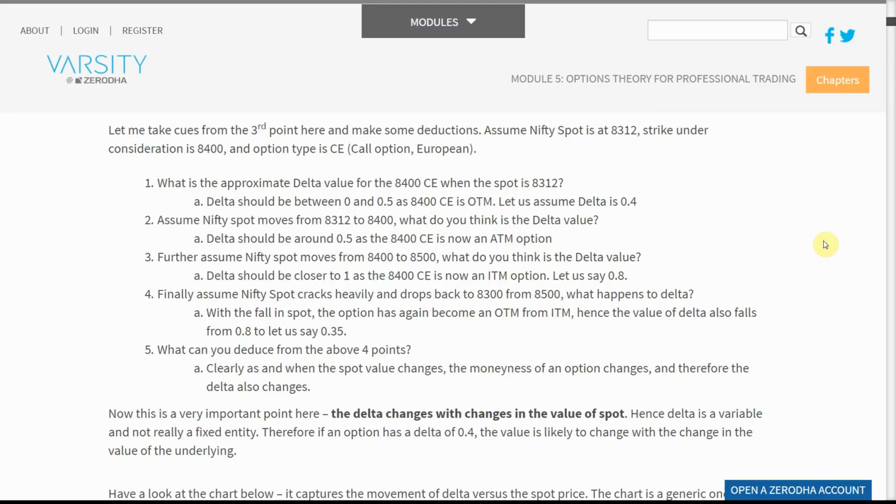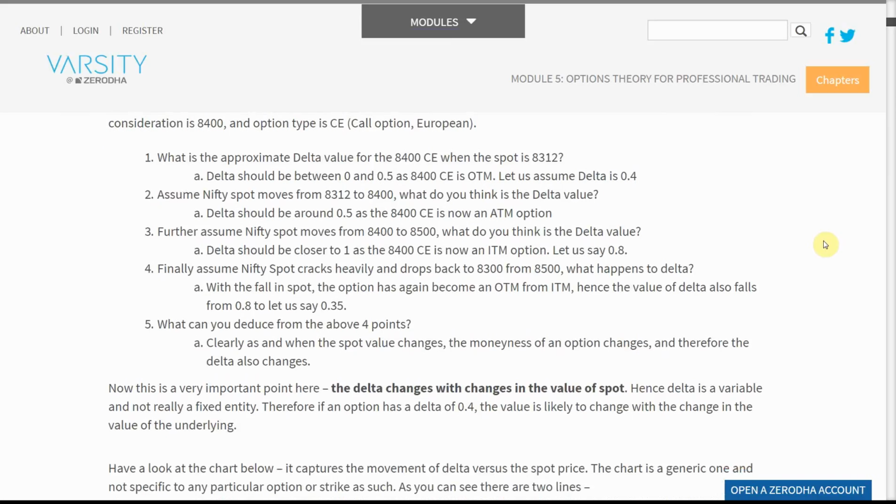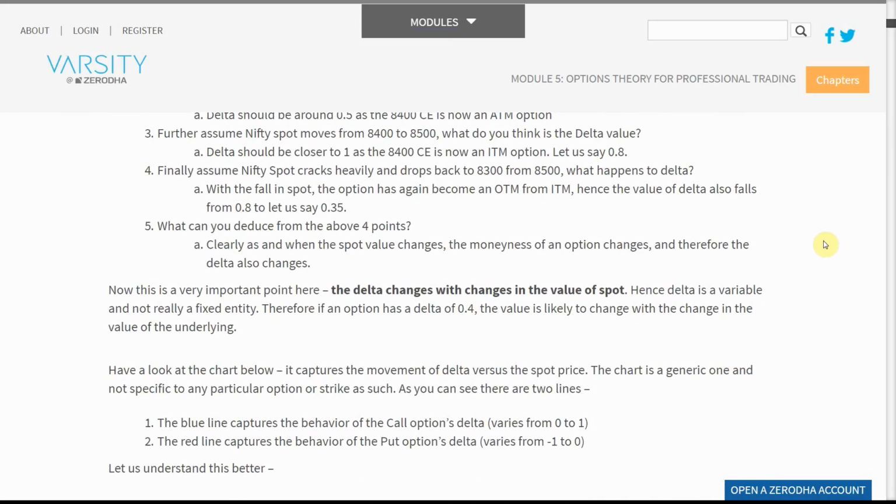Finally, assume Nifty spot cracks heavily and drops back to 8,300 from 8,500. What happens to delta? With the fall in spot, the option has again become an OTM from ITM. Hence the value of delta also falls from 0.8 to, let us say, 0.35. What can you deduce from the above 4 points? Clearly, as and when the spot value changes, the moneyness of an option changes, and therefore the delta also changes.